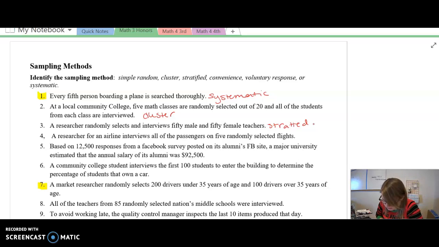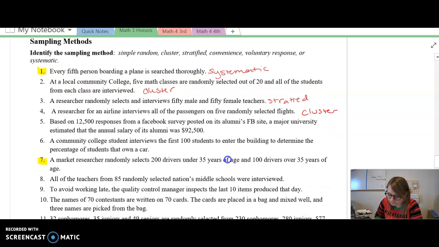All right, a researcher for an airline interviews all of the passengers on 5 randomly selected flights. All right, so this is again a cluster. So they randomly selected 5, and all of those passengers on that plane were interviewed.